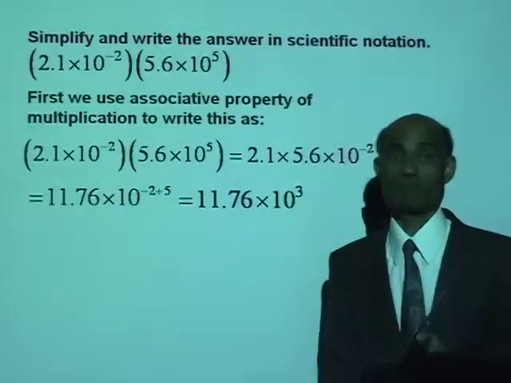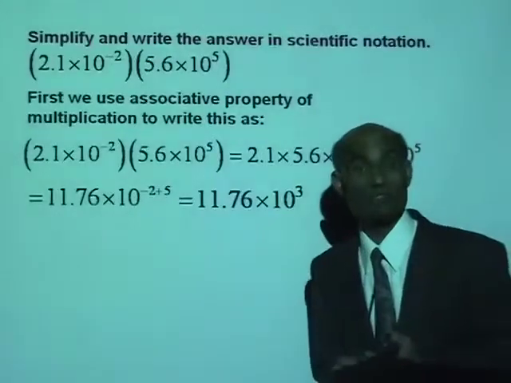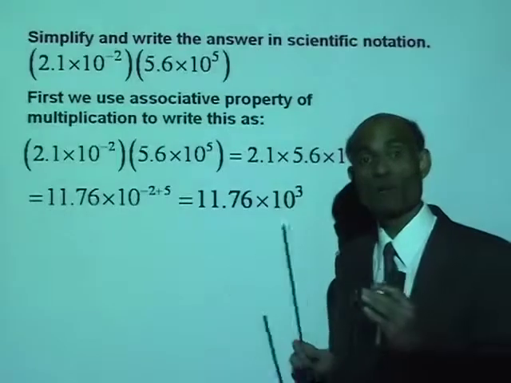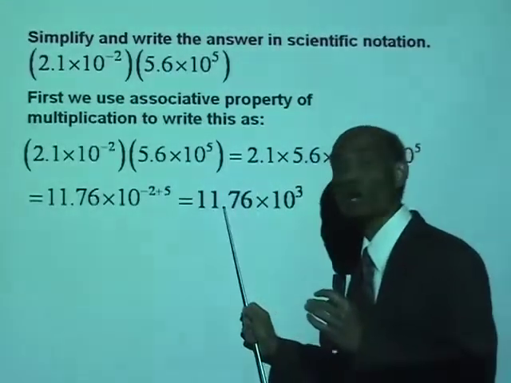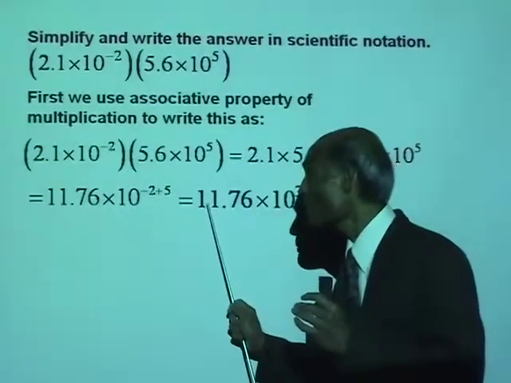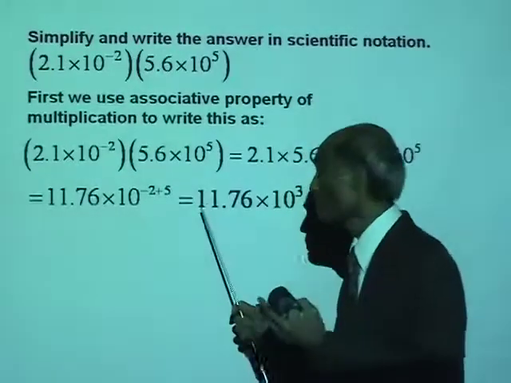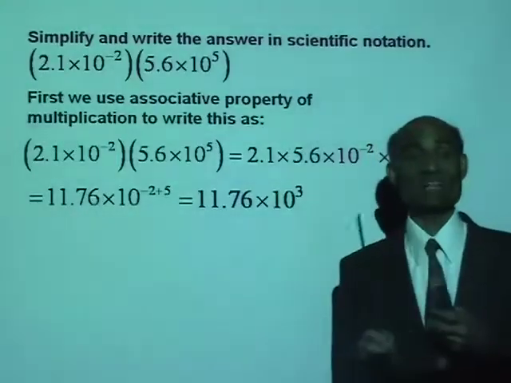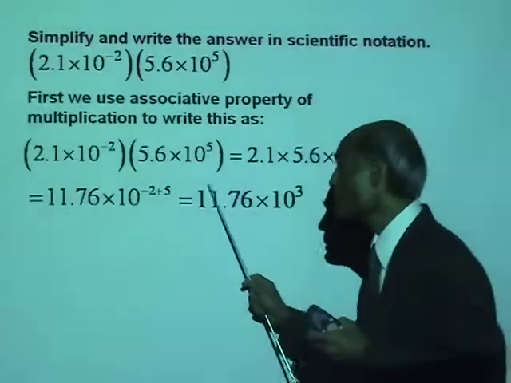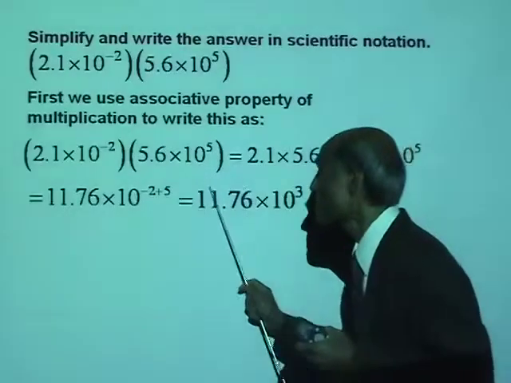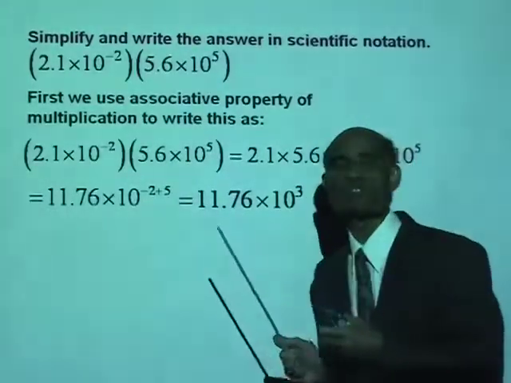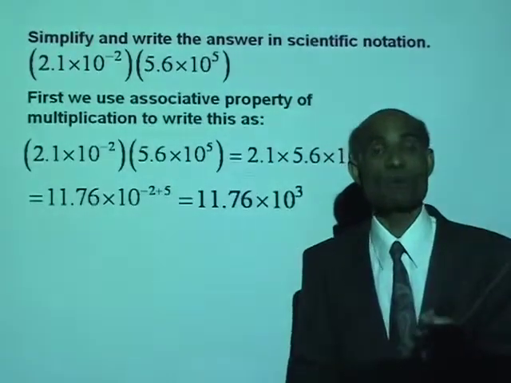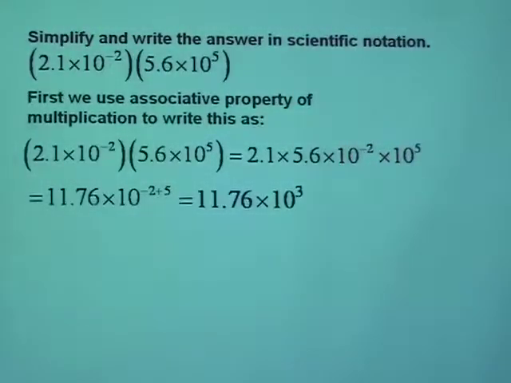Now we have a problem. Is the answer in scientific form? You see, a number written in the scientific form must have the decimal to the right of the first digit. Now, this is not in scientific form. Now, how do we make that in scientific form? Alright, what we need to do is write this number, 11.76. First write 11.76 in scientific form. Can you do that?